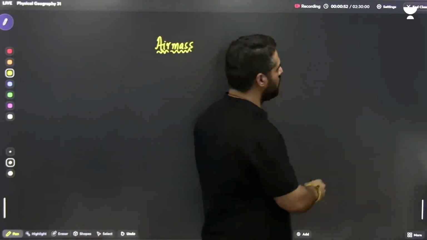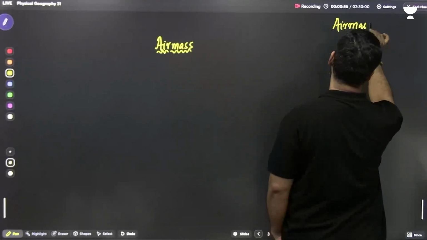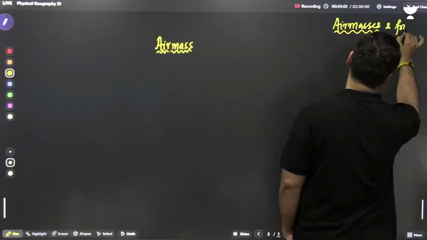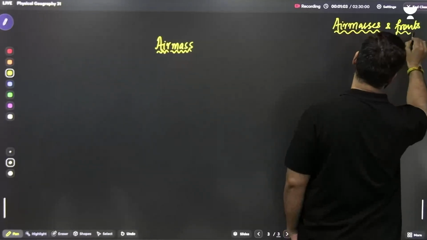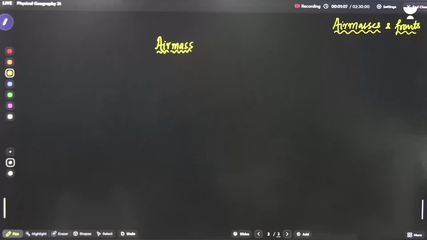There is a topic if you talk about air masses and fronts. Let's first talk about what this air mass means.